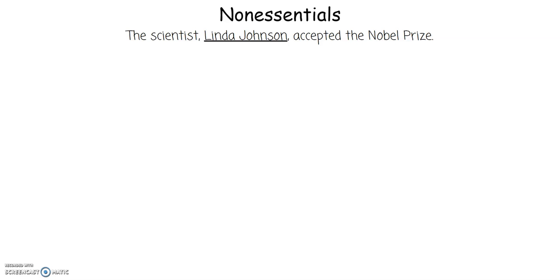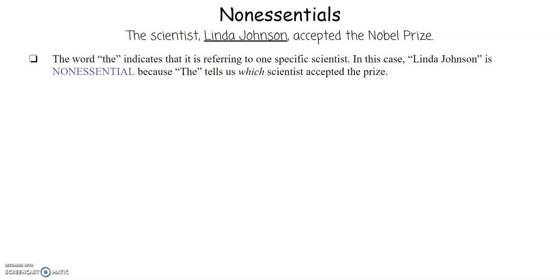To continue with names. Names are also a little tricky. So in this sentence, the scientist, Linda Johnson, accepted the Nobel Prize. Because I have that the in front of scientist, I know I'm talking about a specific scientist. I can say the scientist accepted the Nobel Prize and be perfectly fine. Linda Johnson, or her name, is totally not essential to the sentence.